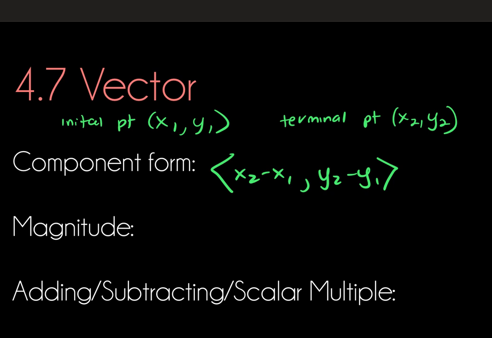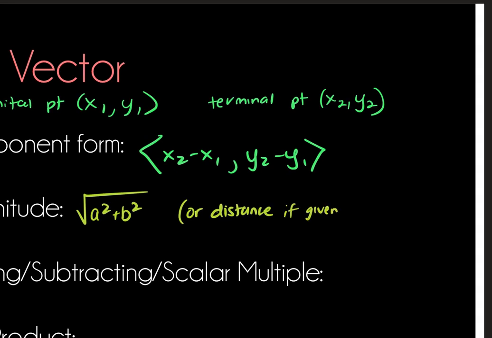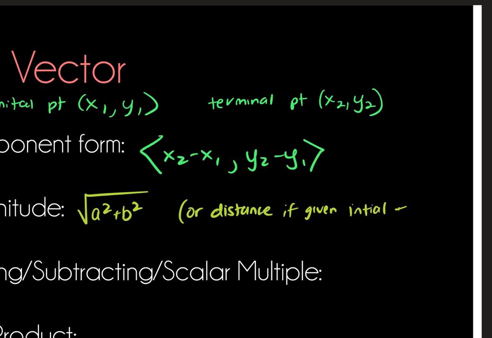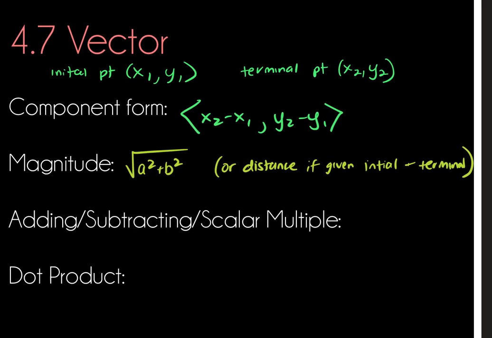Then if it asks you for magnitude, and you have initial and terminal, one choice is using the distance formula, right? So you could do that. If you don't have the initial and the terminal, then you have to use the square root of a squared plus b squared, but it's also kind of a shortcut if you already have the component form. So I would do the square root of a squared plus b squared, or distance if given initial and terminal. If you're only given the component form, then you have to use the square root of a squared plus b squared.